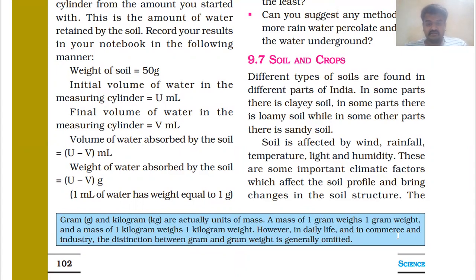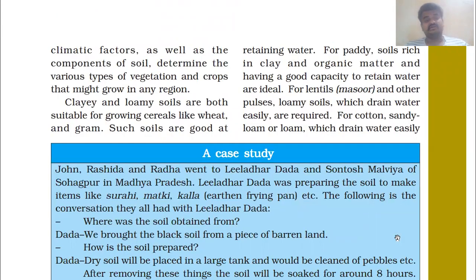Soil is affected by wind, rainfall, temperature, light, and humidity. These are some important climate factors which affect the soil profile and bring changes in the soil structure. Climate factors as well as the composition of soil determine the various types of vegetation and crops that might grow in any region. So for any type of crop, we should understand the nature of the soil, how long it can hold the water, how long it can absorb the water, and what type of minerals and nutrients are there.